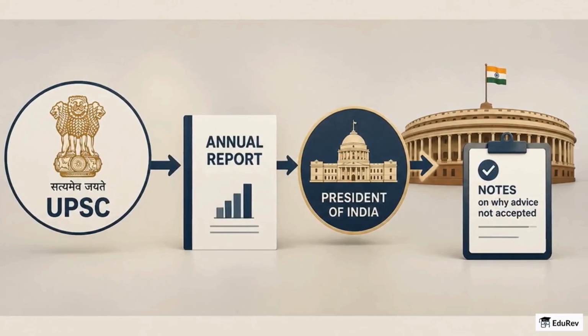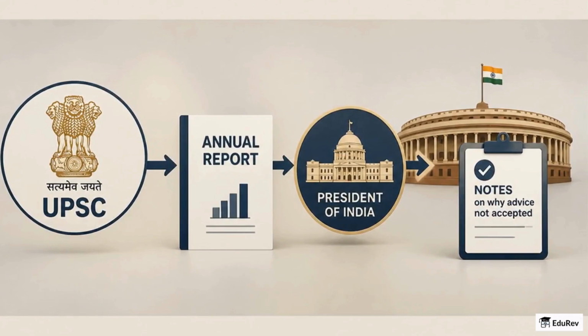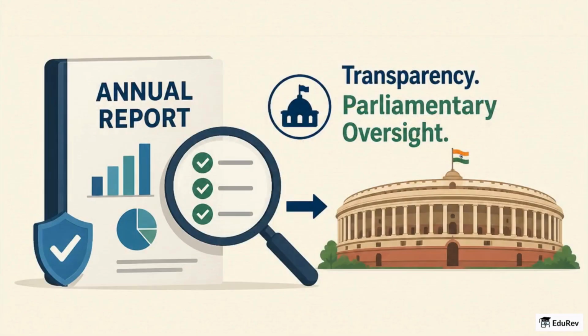Each year, the UPSC sends an annual report to the President, and the report is placed before Parliament with notes on why the government did not accept any advice. That annual report is important because it creates transparency and lets Parliament check how recommendations were treated.